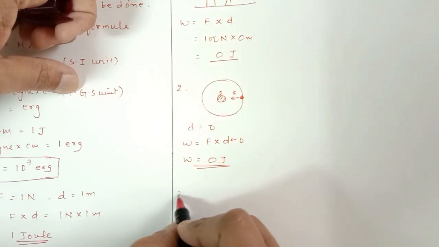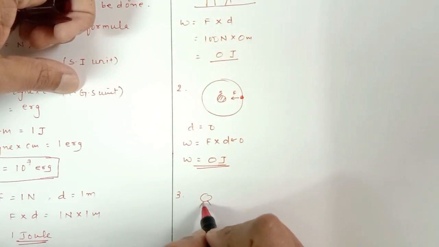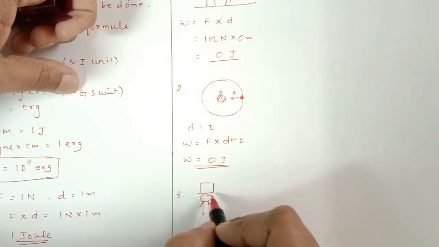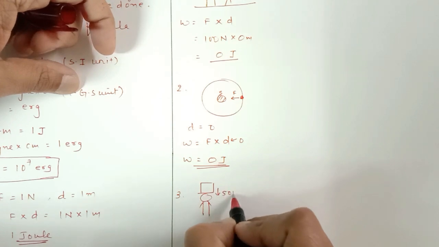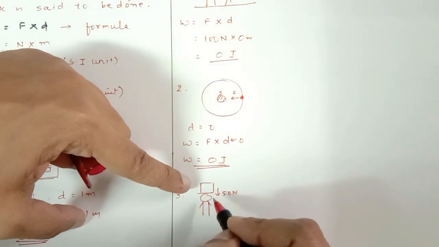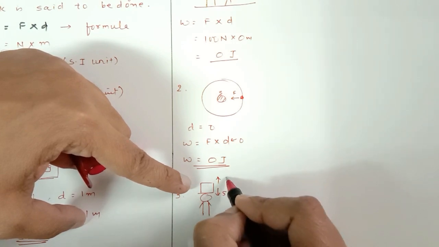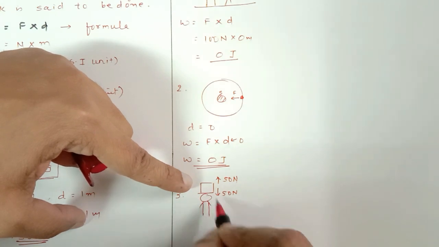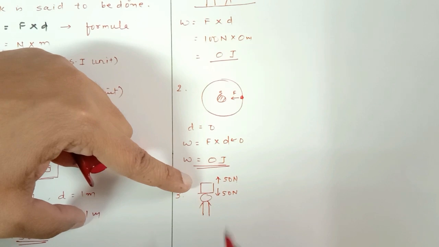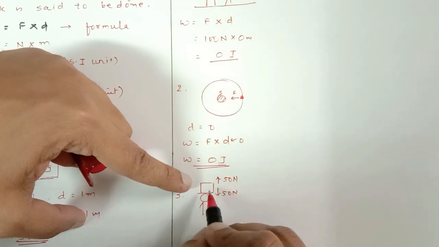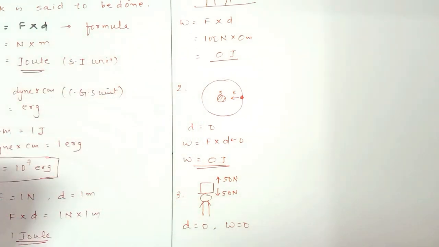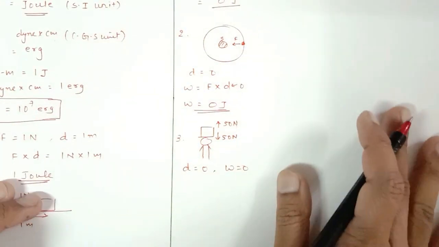Again we can take a third example. Say a man is carrying a load on his head and he is stationary. Suppose the load is 50 Newton weight. Now this load is not falling down, that means the head of the man is applying the same force in the upward direction. So the force applied by the man on the block is 50 Newton. Now the man is standing, so the man is not moving, and if the man is not moving, the block is also not moving. Again, displacement is 0, so work done would be 0. Correct? Okay, so now let's talk about the types of energy.